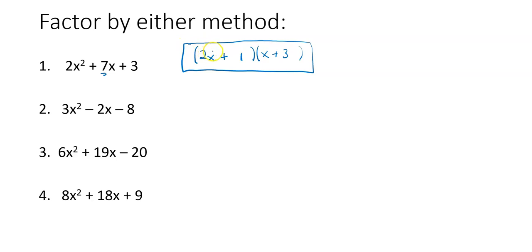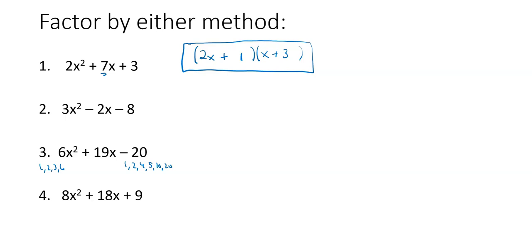Look at number 3. Number 3 is not an easy problem. Why? Because 6 has factors of 1, 2, 3, and 6. 20 has factors of 1, 2, 4, 5, 10, and 20. And you've got to sort of mix and match different varieties to see which one will work to give you that 19 in the middle. Not nearly as easy as that one up on the top.